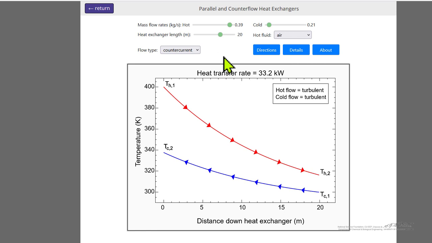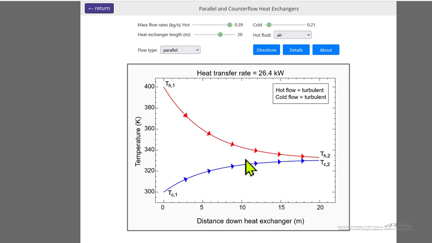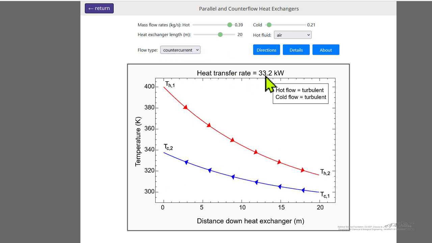So part of the objective here is to understand, for example, the difference between countercurrent flow and parallel flow. As, of course, the hot and cold fluids approach each other in temperature, then there's not much heat transfer. And so the heat transfer rate, if we look at that, 26.4, is larger here for the countercurrent flow because we have larger temperature differences.